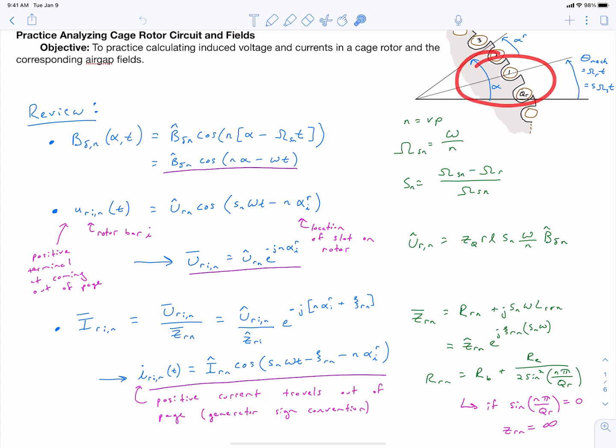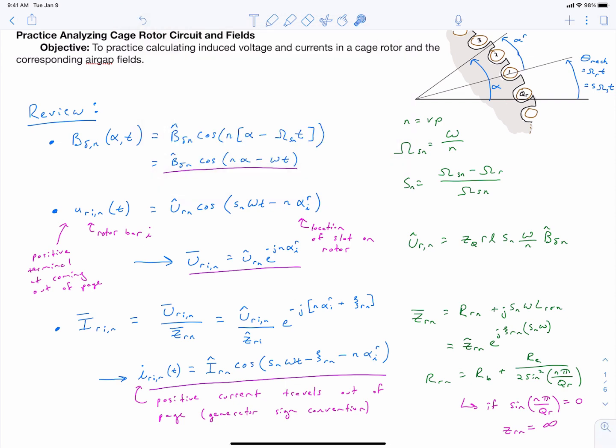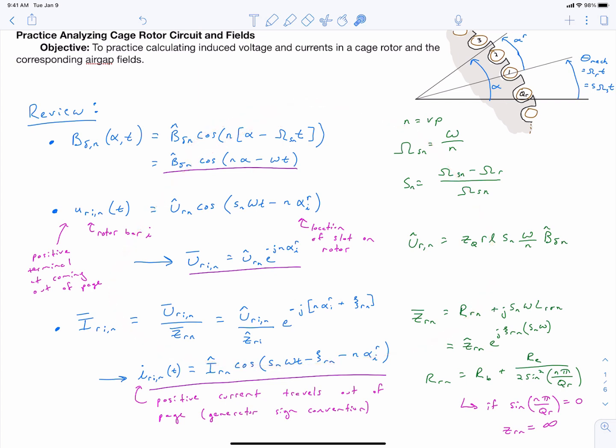And to begin, I want to review key results from these videos. You'll see in the top right, I've drawn our cross-section of our induction motor and added our reference for the rotor angle theta mech, which is again indicating the location of slot 1. And I'm also showing our general reference frame for any angle in the air gap as being alpha off of horizontal, and our rotor reference to that same angle as being alpha with a superscript r.